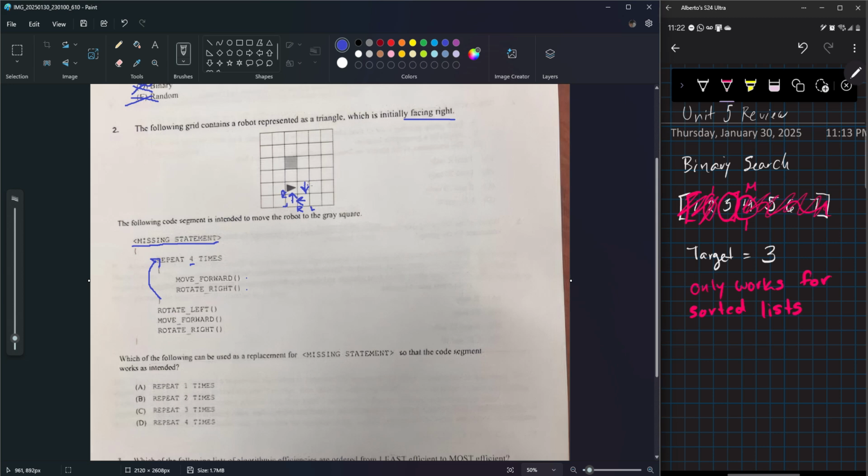And then this was 1, this was 2, this was 3, so we have to do it again because it says 4 times. So then you move forward 1, so now it's gonna be here, and then it rotates right. So it's gonna point this way. So it's just like it started. It goes back to its starting position, but then you have a rotate left, so then it's gonna rotate up, so now it's pointing up.